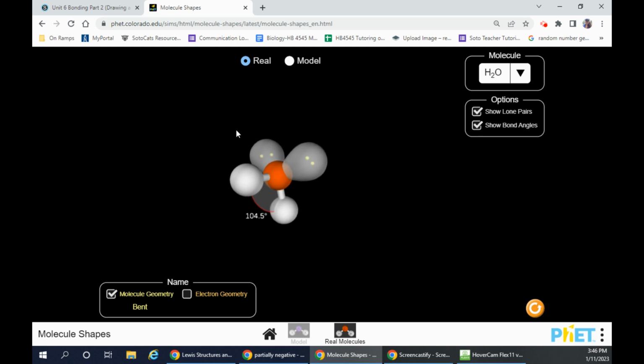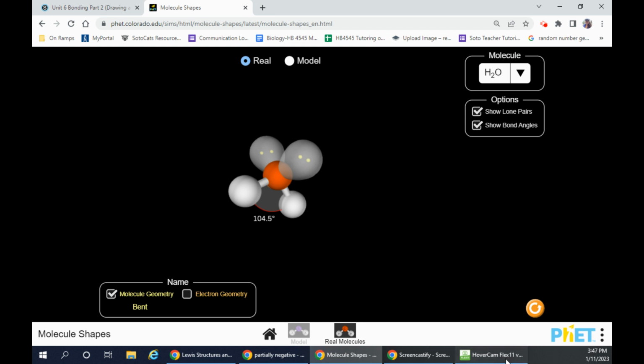So we have our little shape here. Make sure molecule geometry is checked down on your bottom left. Make sure bond angle is checked up here in the top part, okay? If you change between model versus real, you will be changing your angle, just heads up. So I encourage you, if you're working with a partner, to at least be on the same one. Otherwise, you're going to argue over the angle, okay?